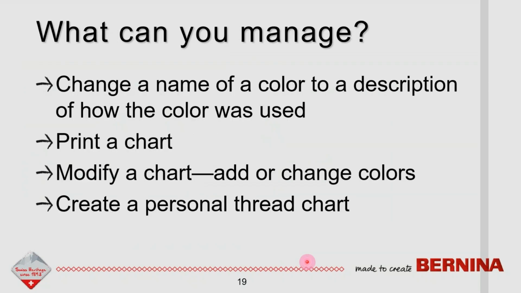So here are some things that you can manage. I can change a name of a color to a description. That's only in the dialog box. I can print a chart. That's only in the dialog box. I can modify a chart, such as adding or changing colors. That can be done either in the Docker or the dialog box. And I can create a personal thread chart. Again, that can be done either in the Docker or the dialog box.